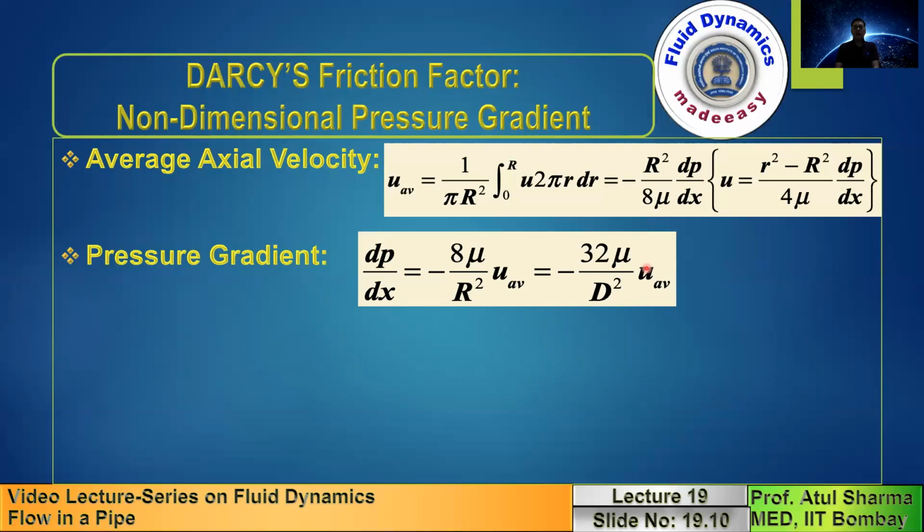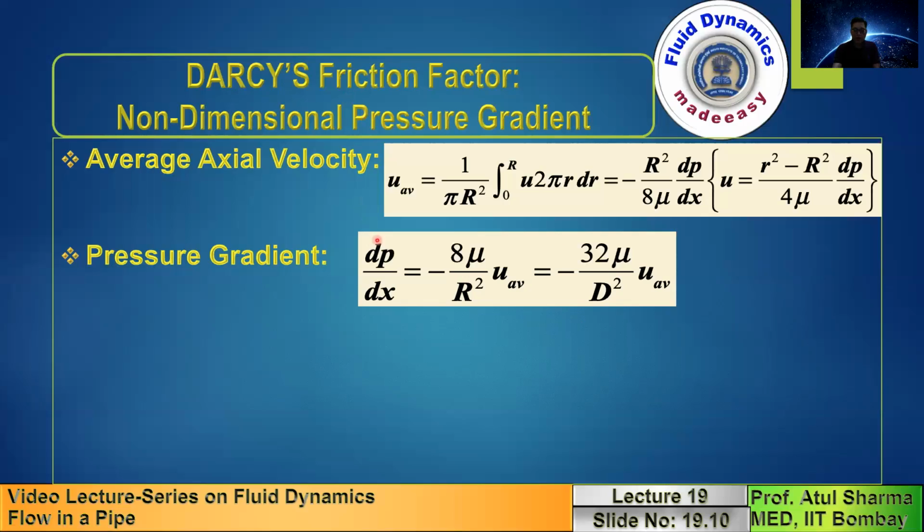So the non-dimensional representation of this is called the friction factor. The non-dimensional pressure gradient is called Darcy's friction factor, which is presented in this slide. And in the next slide, I will show you the non-dimensional wall shear stress, which is called the Fanning friction factor.